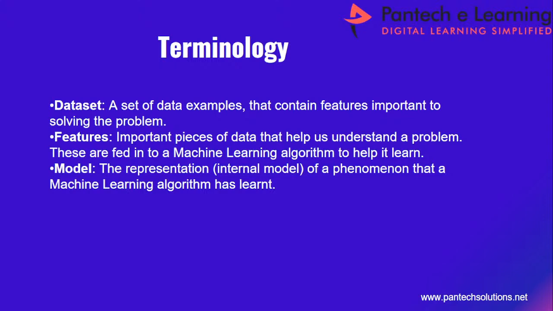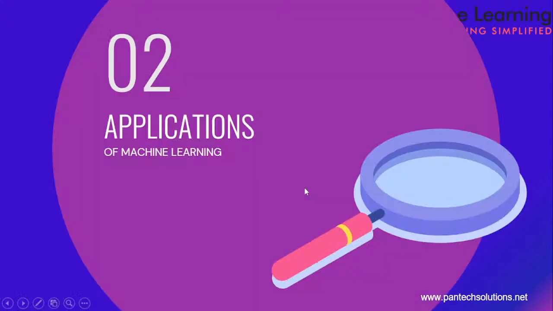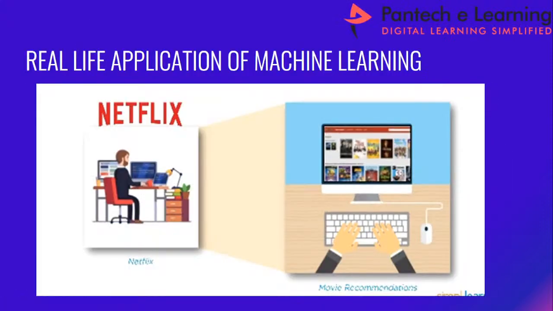And what do you mean by a model? It is nothing but the internal representation of a phenomenon that the machine learning algorithm has learnt. I can go for any type of algorithm. All these are the important terminologies you should understand whenever you are doing any kind of machine learning development. What do you mean by a data set? What do you mean by a feature? And what do you mean by a model? Clear? So far I just gave an introduction.